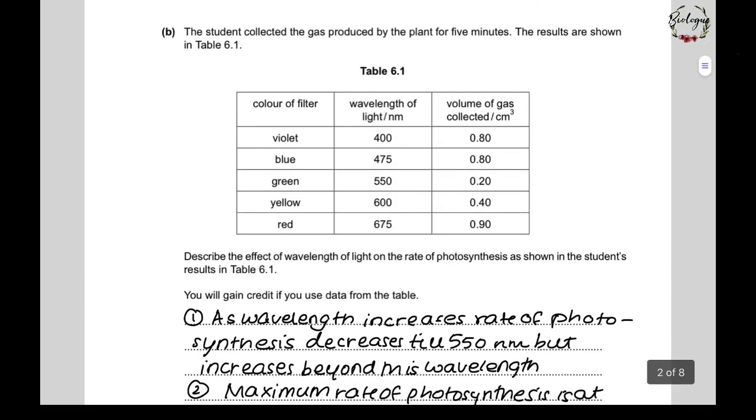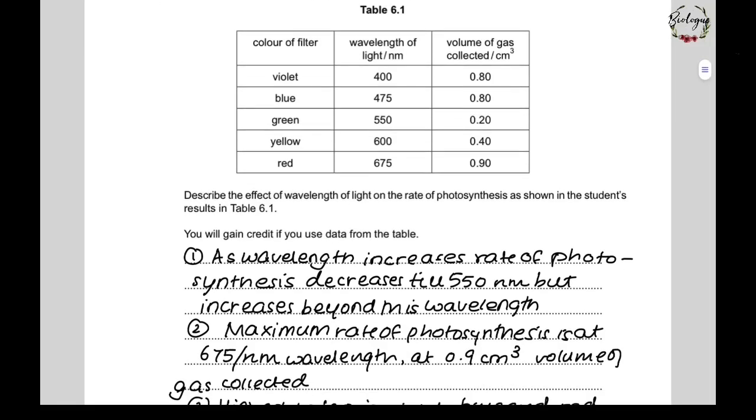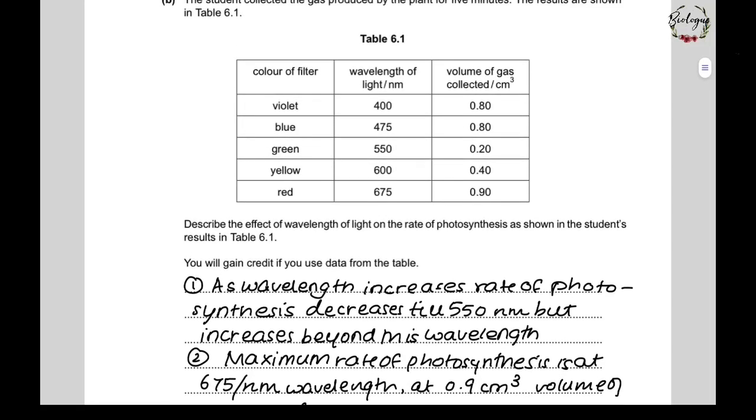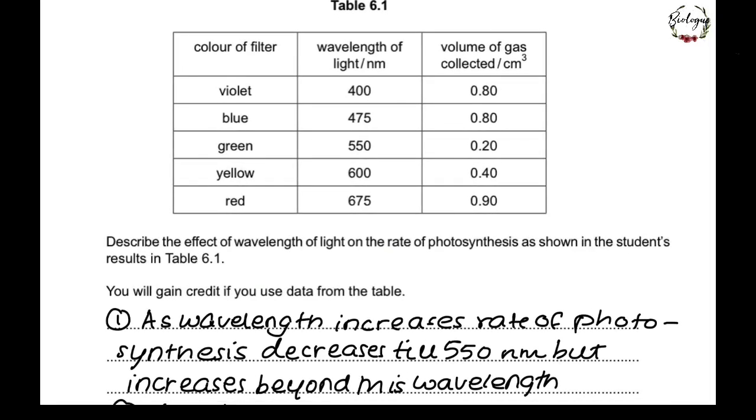Alright, so the student collected the gas produced by the plant for 5 minutes and the results are shown in table 6.1. Describe the effect of wavelength on the rate of photosynthesis as shown in the student's results in table 6.1. You will gain credit if you use data from the table. So this is a very good indication that you have to use the data given in the table, otherwise you won't get good marks for this question. That is what it means.